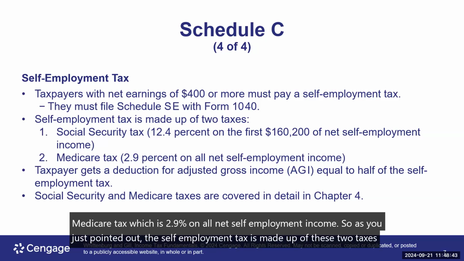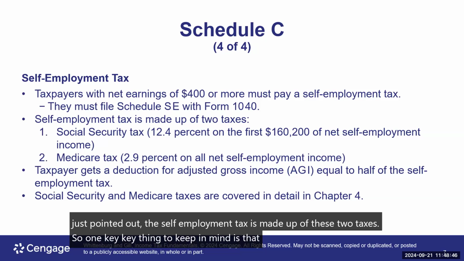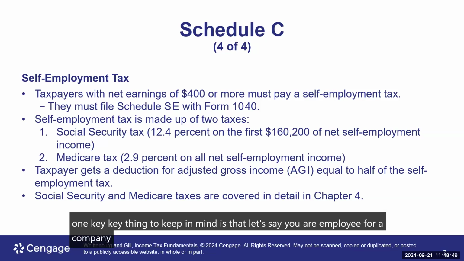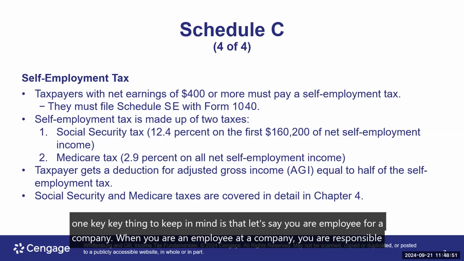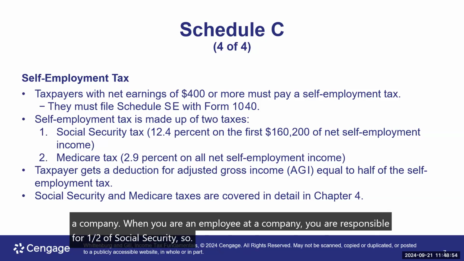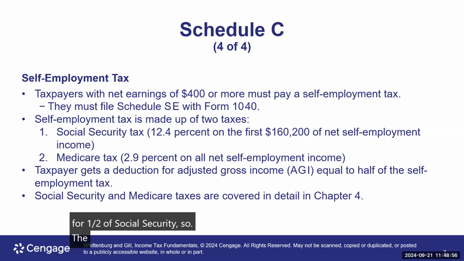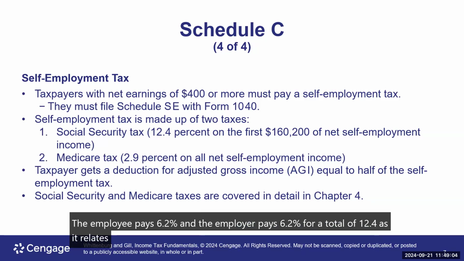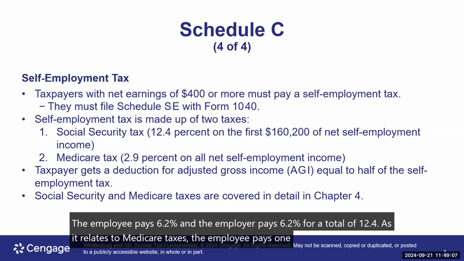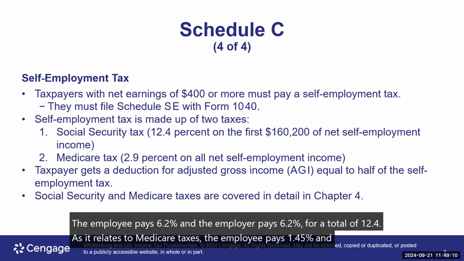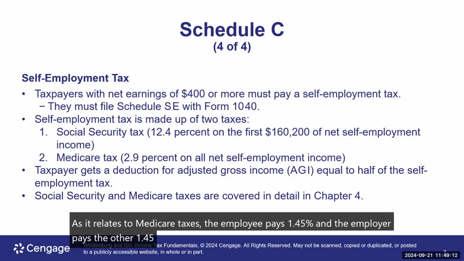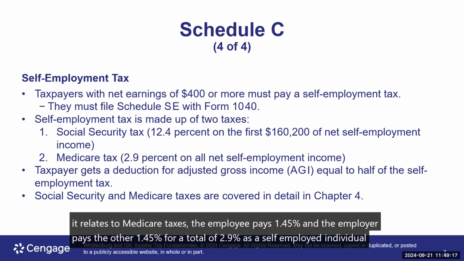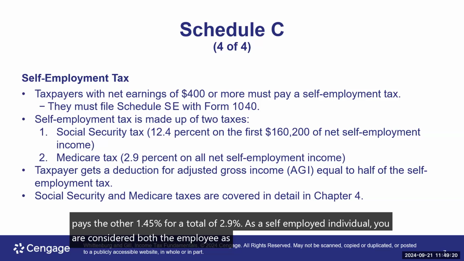One key thing to keep in mind is that, let's say you are an employee for a company. When you are an employee at that company, you are responsible for 1/2 of Social Security. So the employee pays 6.2% and the employer pays 6.2% for a total of 12.4%. As it relates to Medicare taxes, the employee pays 1.45% and the employer pays the other 1.45% for a total of 2.9%. As a self-employed individual, you are considered both the employee as well as the employer.